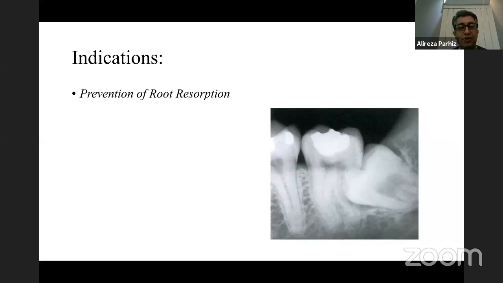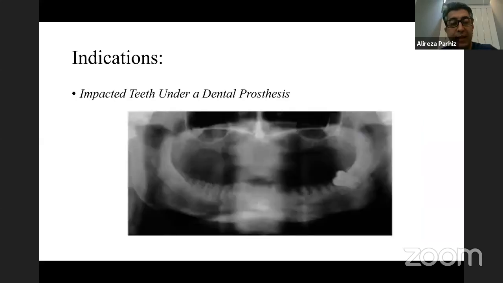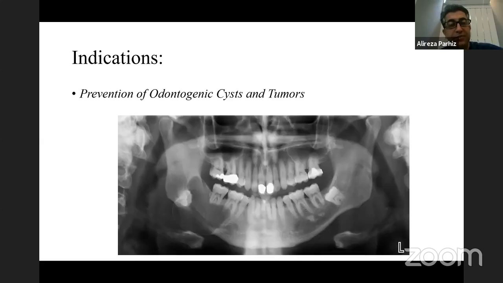Another reason is prevention of root resorption. Sometimes when there is very close contact between the third and second molars, we prefer to remove the third molar before such a catastrophe happens, because the second molar is also lost in this patient. Another reason to remove the third molar is an impacted one under a dental denture. In this patient, we have to remove the third molar, otherwise we have some scars in the soft tissue under the full denture.